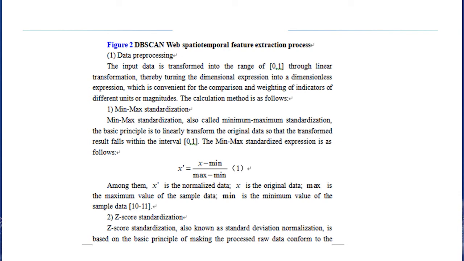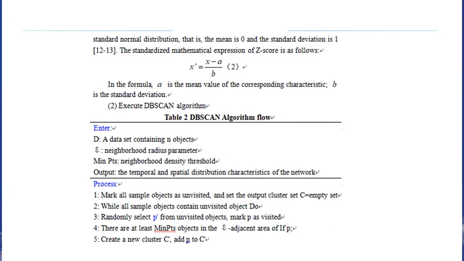2. Z-score standardization. Z-score standardization, also known as standard deviation normalization, is based on the basic principle of making the processed raw data conform to the standard normal distribution, that is, the mean is 0 and the standard deviation is 1. The standardized mathematical expression of z-score is as follows. In the formula, μ is the mean value of the corresponding characteristic, σ is the standard deviation. 2. Execute DBSCAN algorithm.